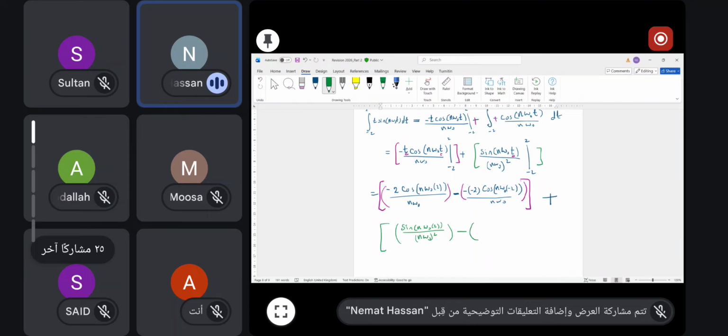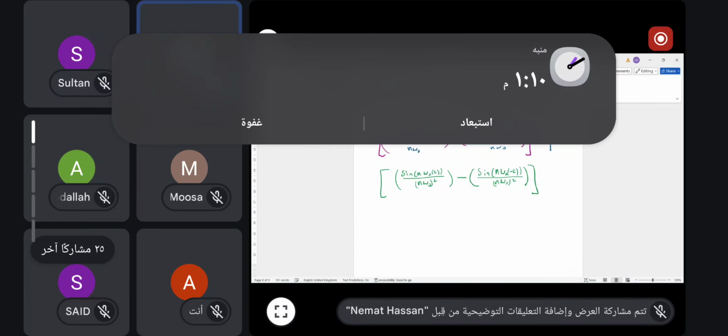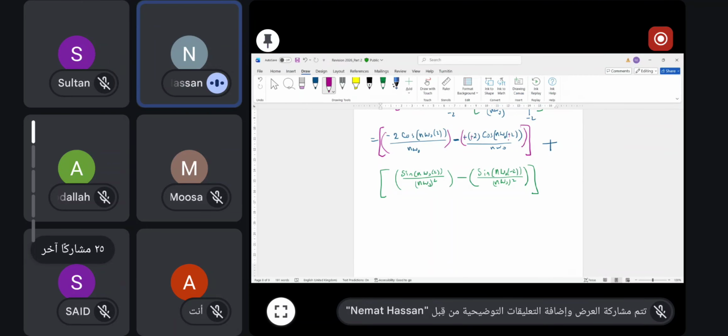Minus the lower limit, which is sine n omega naught minus 2 over n omega naught squared. Then let's look at it. Minus 2 plus 2. Cosine is an even function, so cosine x is equal to cosine minus x, right? So cosine minus 2 n omega naught is equal to cosine plus 2 n omega naught, right?